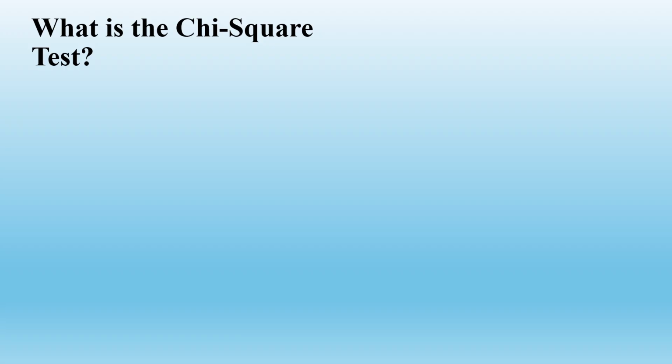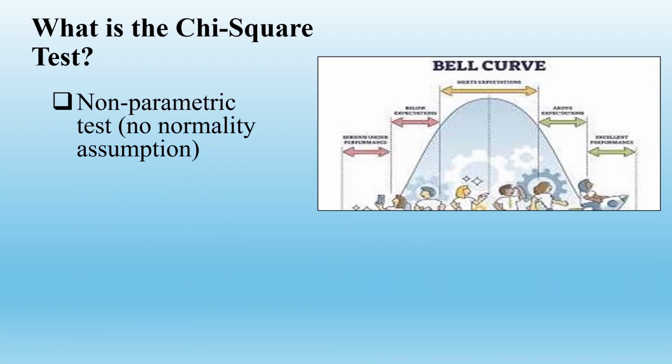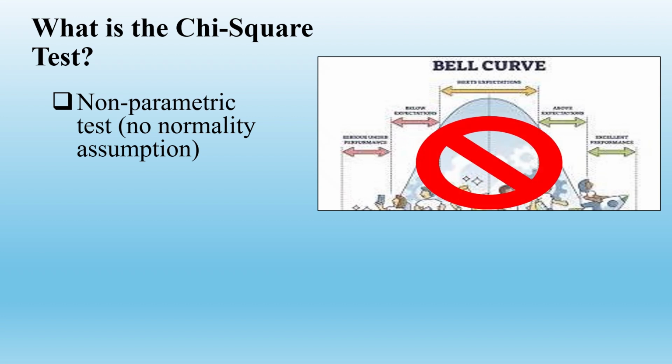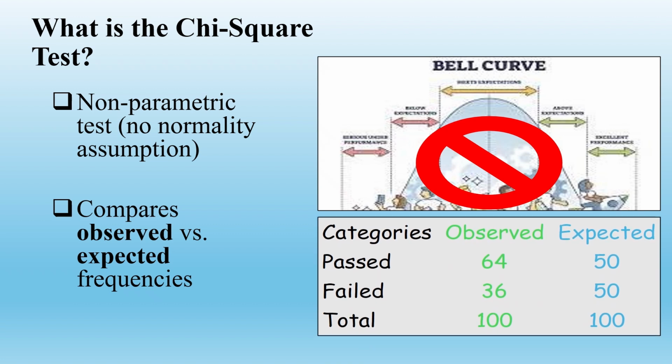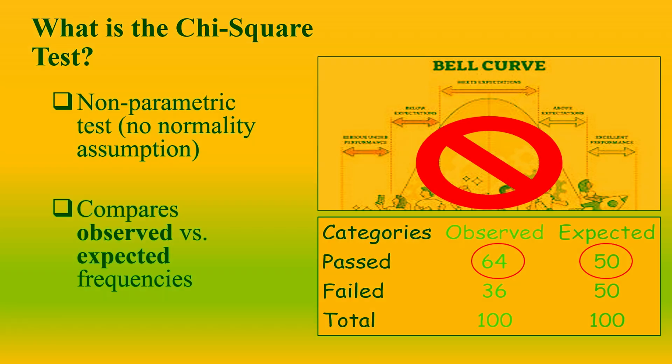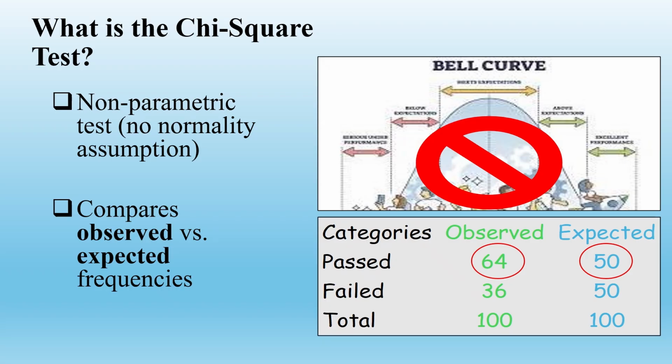The chi-square test is a non-parametric test, which means it does not require the data to follow a normal distribution. It works by comparing the observed frequencies, what we actually see in the data, with the expected frequencies, or what we would expect if there was no relationship between the variables. For example, here we see that 64 students passed when only 50 were expected, and 36 failed when 50 were expected. The chi-square test helps us decide if this difference is significant or just due to chance.